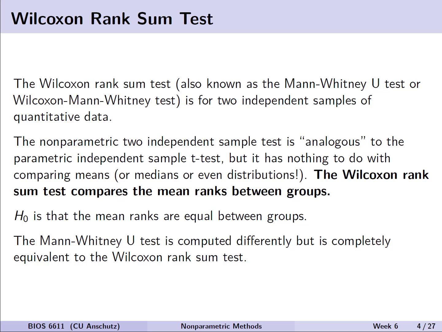Specifically speaking, the null hypothesis H0 is that the mean ranks are equal between the two groups. What we're going to derive in the following slides is the Wilcoxon rank sum approach, but we can note if you're familiar with or see information on the Mann-Whitney U-test, it has a different approach to computation, but ultimately is completely equivalent to the Wilcoxon rank sum test we will be discussing.